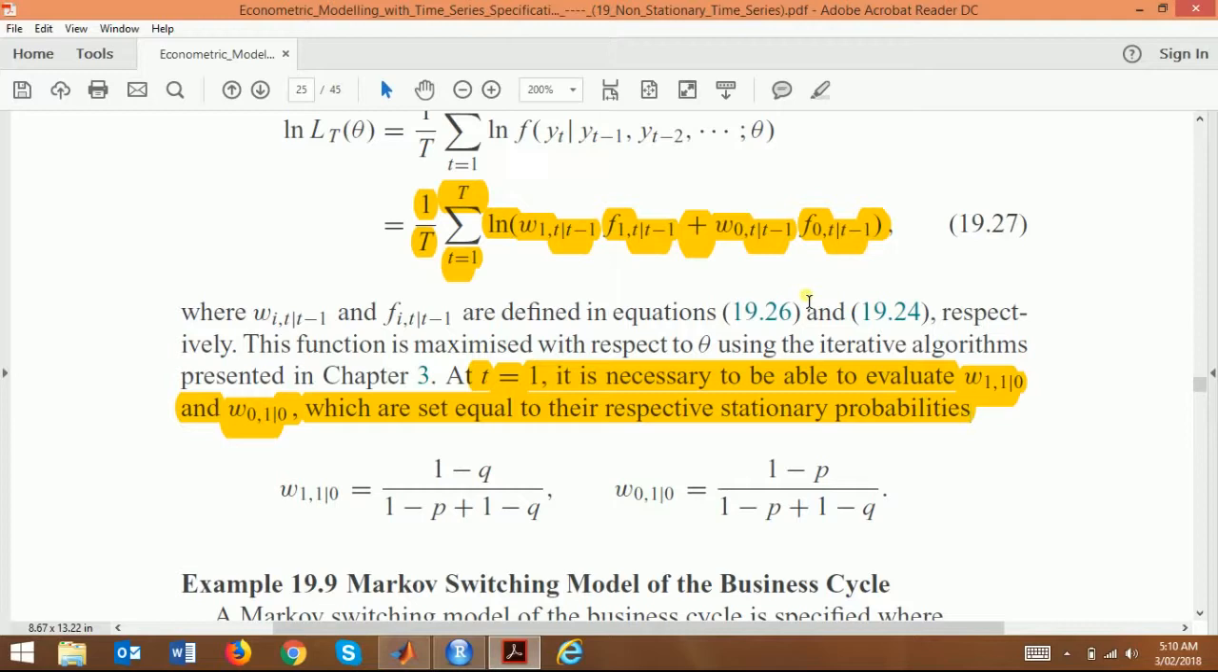Set equal to their respective stationary probabilities, right? So omega 1 is 1 minus q, 1 plus p, 1 minus q remains exactly the same numerator. Denominator is 1 minus pq. For omega 1 it is 1 minus q, for omega naught it is 1 minus p. Okay, omega naught is 1 minus p, omega 1 is 1 minus q.